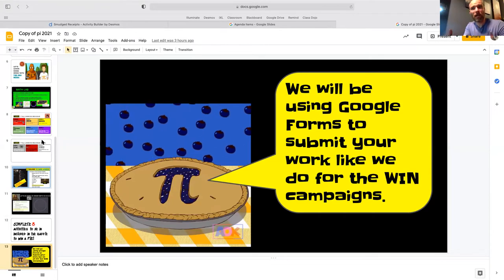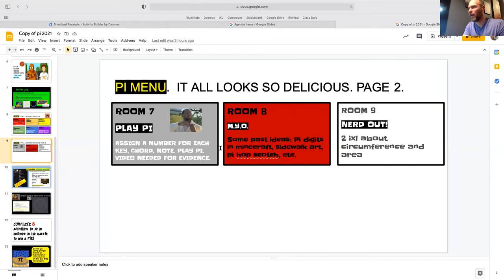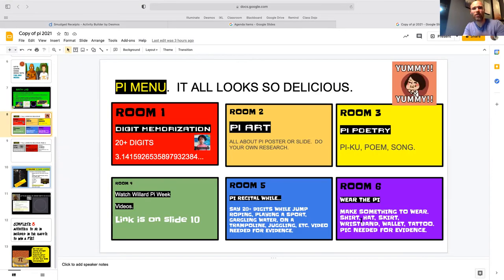And so we'll spend some time doing this stuff on Thursday and Friday. We're going to just do some circle math and talk about circles and stuff. But there's also going to be a short period of time in class where you could work on some of the different activities, like saying your digits, playing pie music on an instrument, writing pie poetry, making some pie art either by hand or on a Google slide. You can watch the Willard Pie videos. You can make your own whatever pie thing you want, be creative, do some IXL pie. Make some pie clothes.